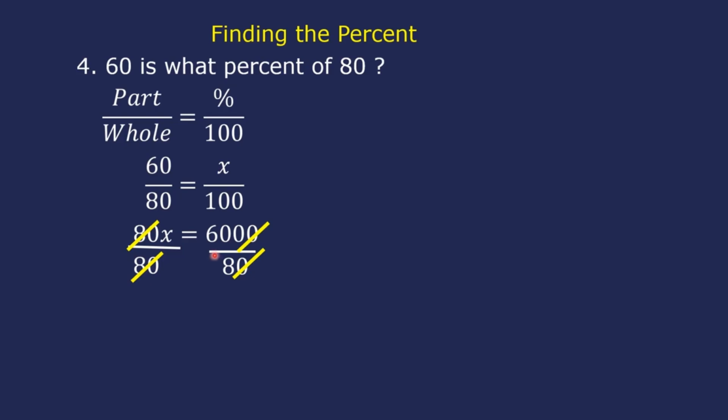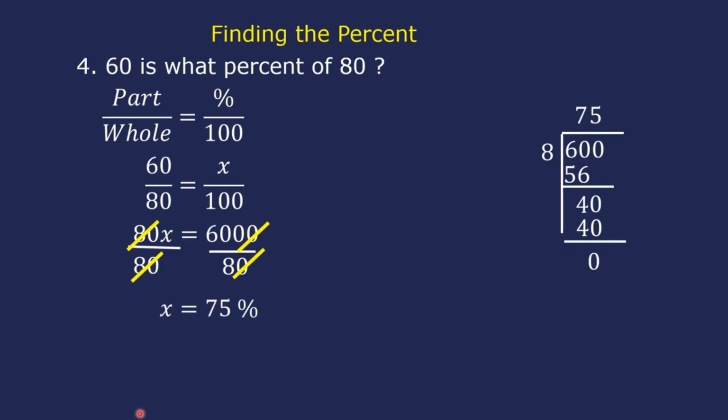And then we divide 600 by 8. 600 divided by 8. The nearest is 7. 7 times 8 is 56. Subtract 4. Bring down 0. 40 divided by 8 is 5. 5 times 8 is 40. 40 minus 40 is 0. So therefore, x is equal to 75%.